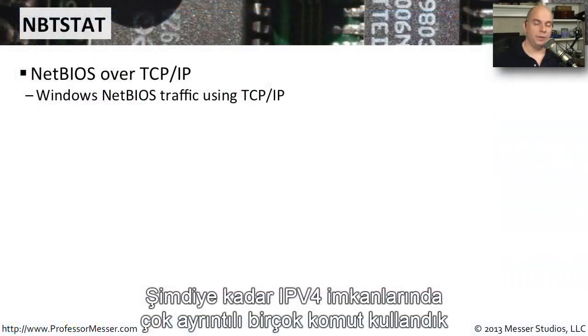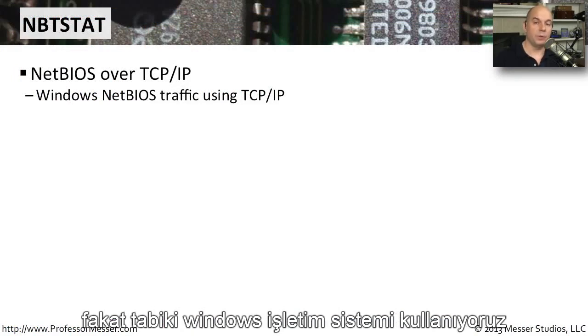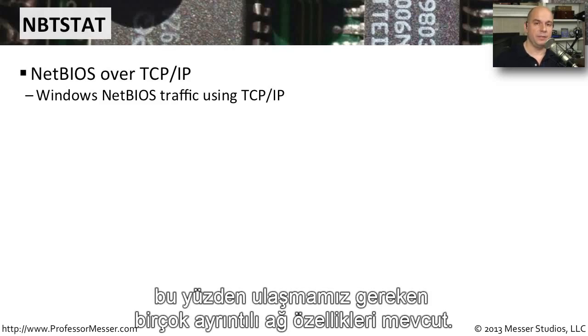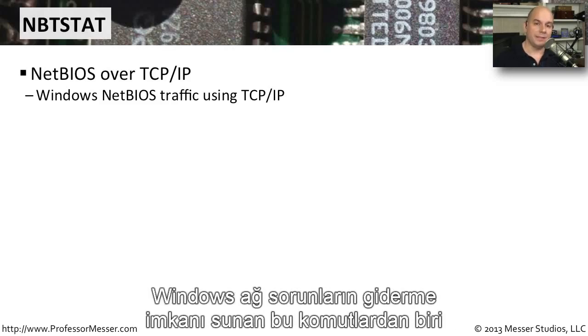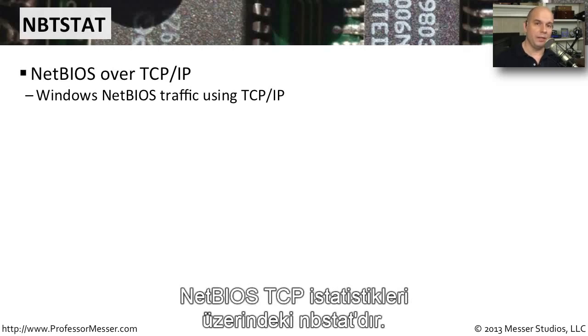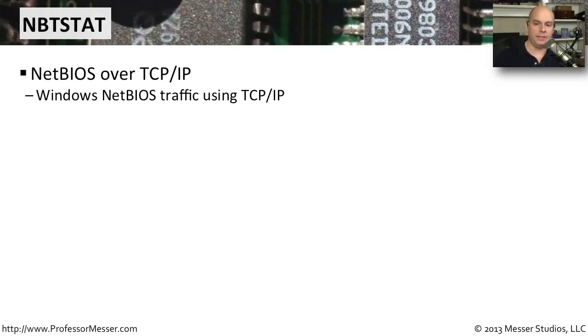A lot of the commands that we've used so far are very specific to IPv4 capabilities, but of course we're running the Windows operating system, so there are a lot of Windows-specific networking features that we need to be able to access, and one of the commands that allows us to troubleshoot those Windows networking features is Nbtstat. That stands for NetBIOS over TCP/IP statistics.